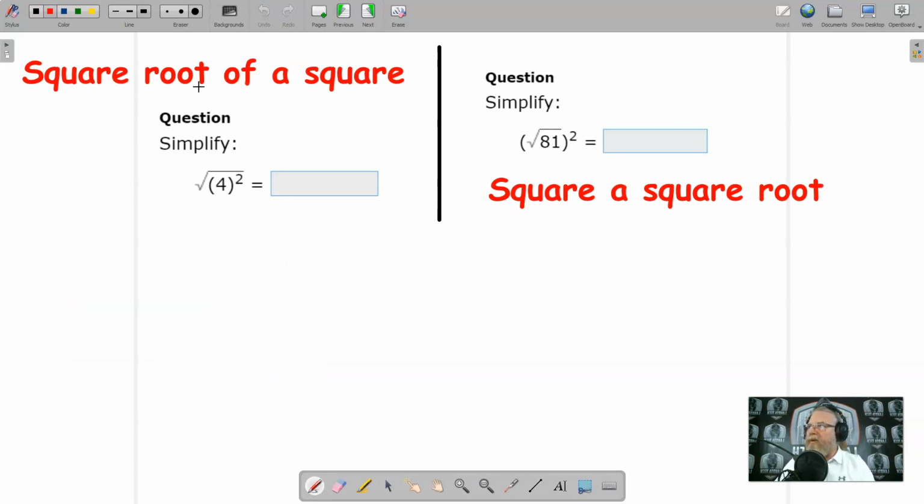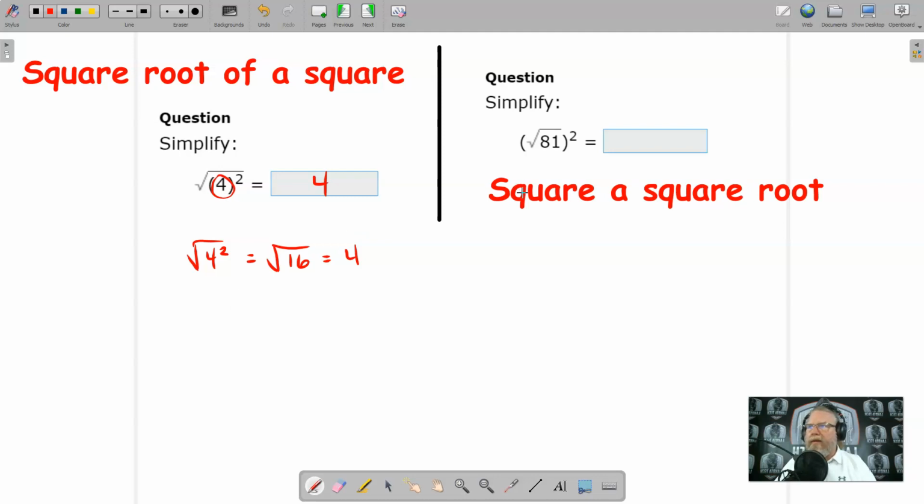Here we have the square root of a square. So underneath the square root symbol, we have something being squared, 4 squared. So we have square root of 4 squared. Now if we square 4, 4 times 4 is 16. Then if we take the square root of 16, indeed, we get 4 back. So you'll see that whenever you take the square root of a square, you get the value that was being squared underneath the radical symbol.